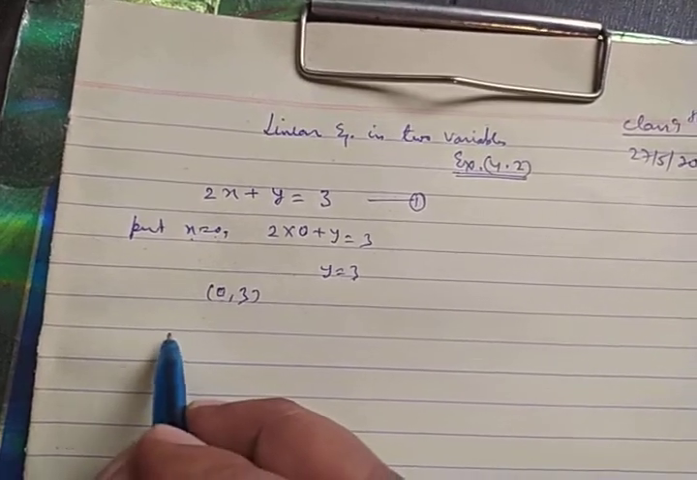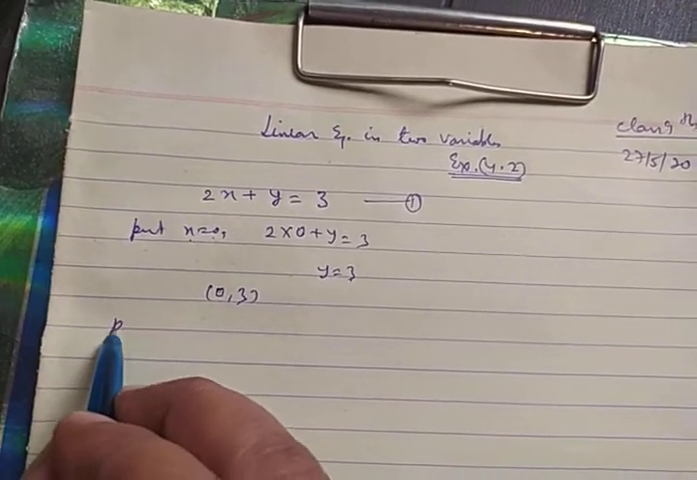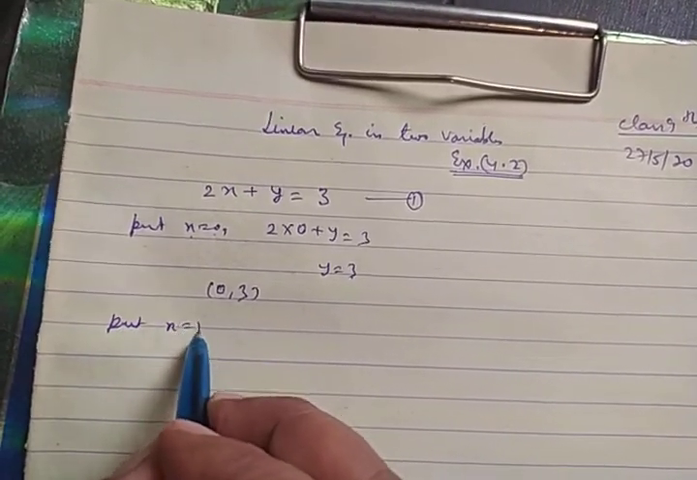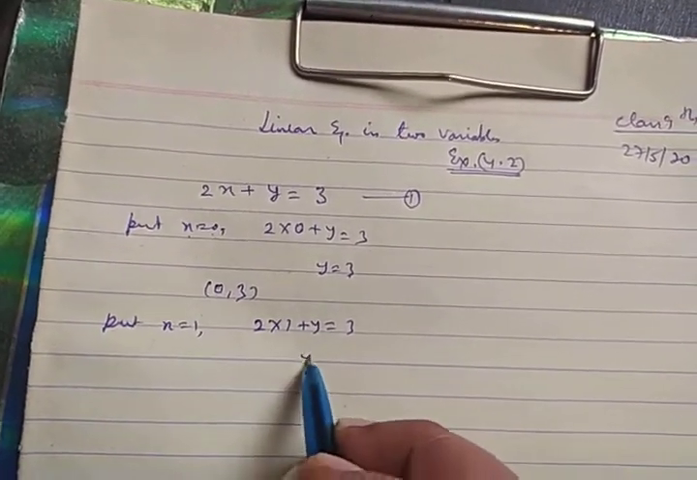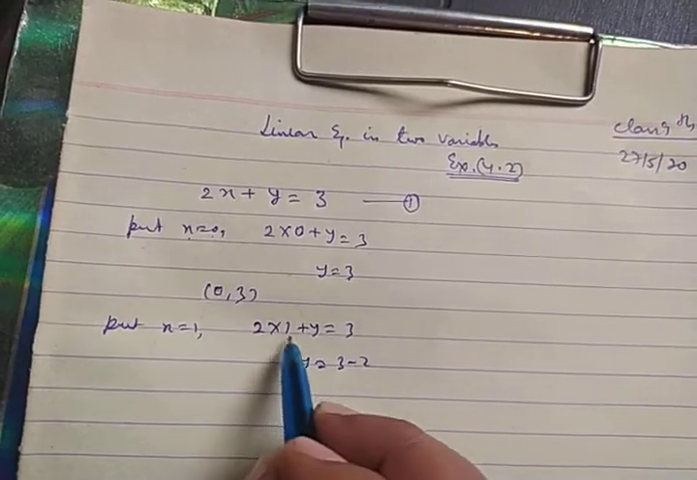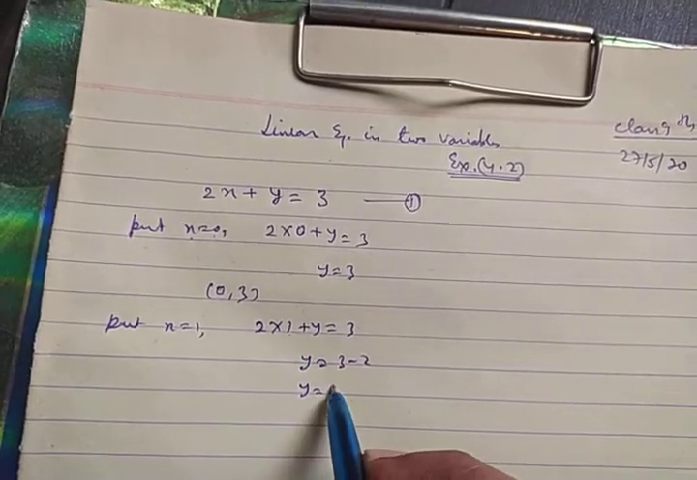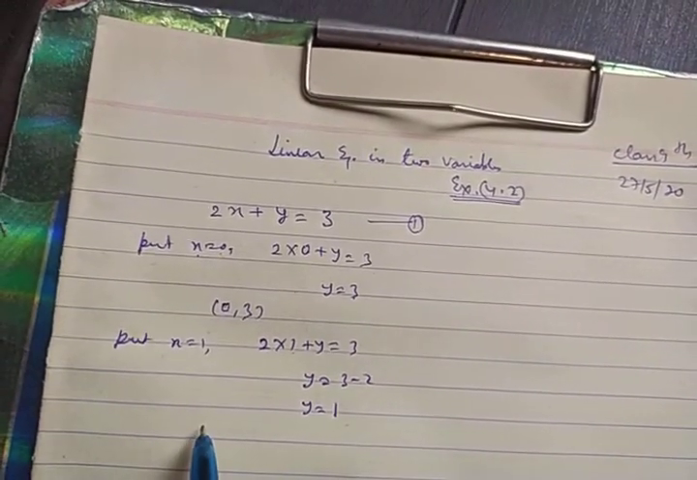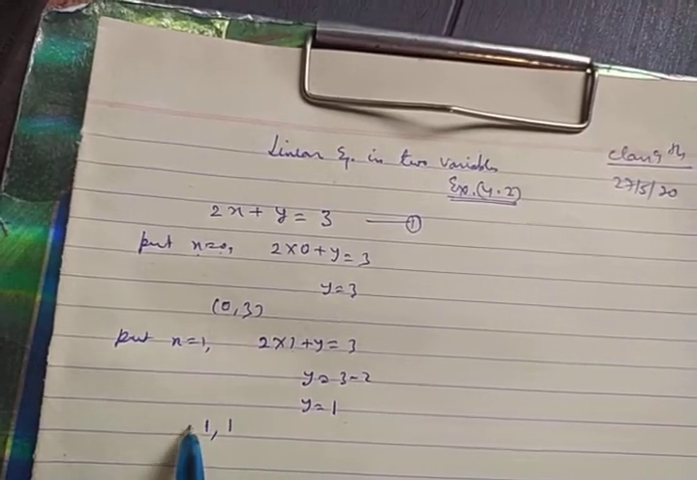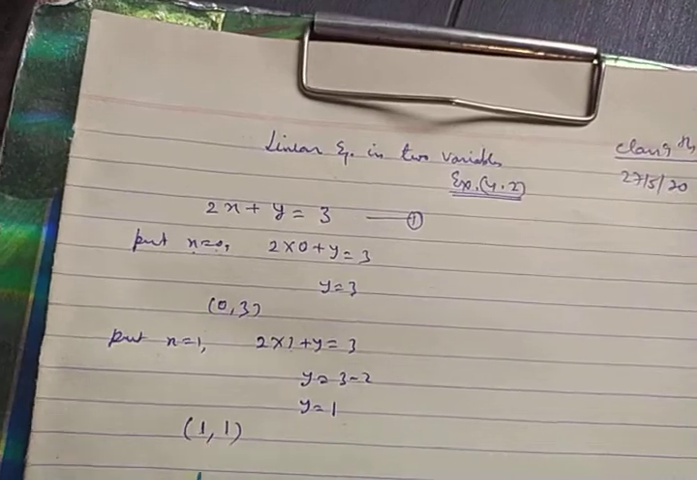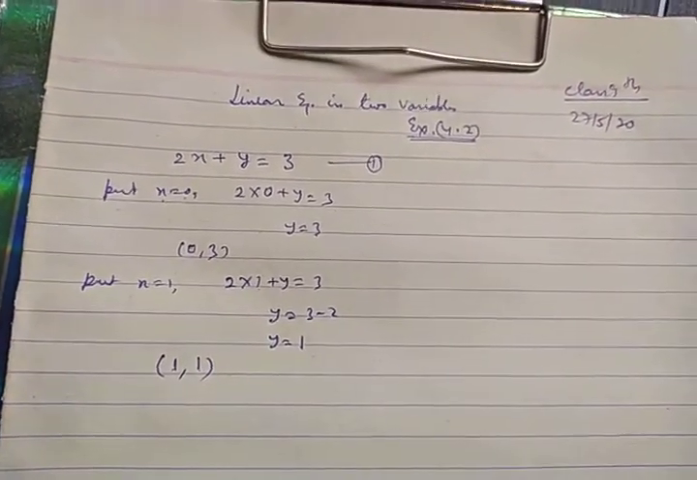Again let us take x equal to 1. Put x is equal to 1. What will happen? 2 into 1 plus y is equal to 3. Then y is equal to 3 minus 2, 1s are 2, so y is equal to 1. You are getting the value at x is equal to 1, y is equal to 1. 1 comma 1 is also a solution of the equation.